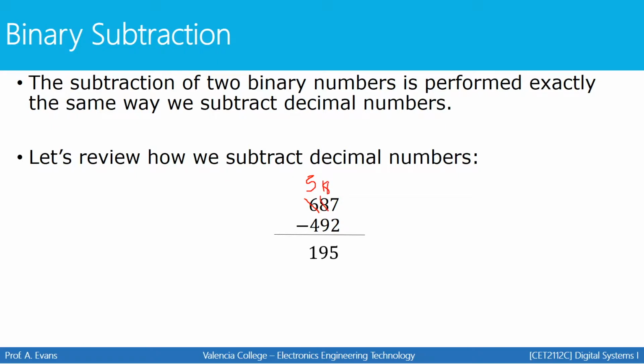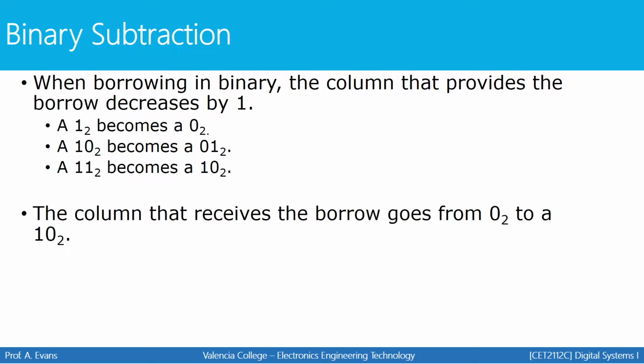And then we do 18 minus 9 to get 9, and then we do 5 minus 4 to get 1. Same idea in binary. We're going to be borrowing from a neighbor if we can't perform the subtraction as shown. And when borrowing in binary, the column that provides the borrow decreases by 1. So if you're borrowing from a column that has a 1, that 1 will become a 0.